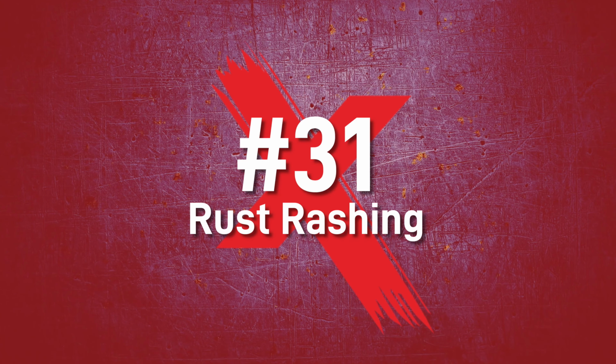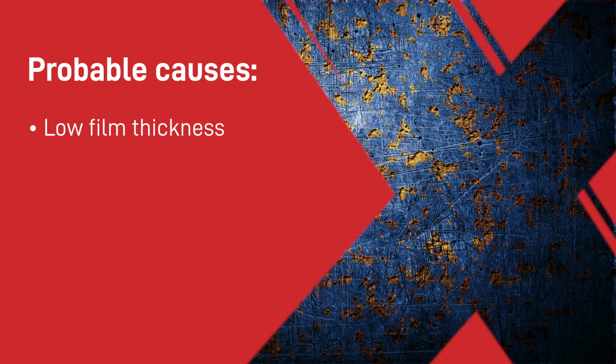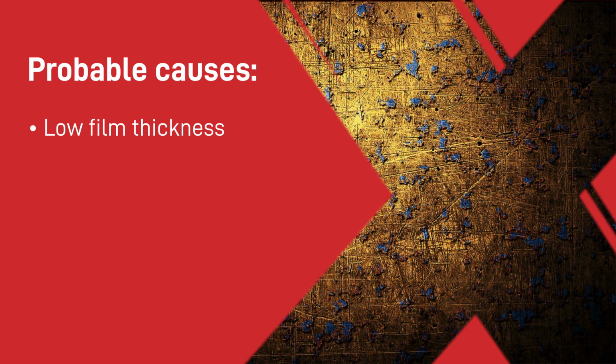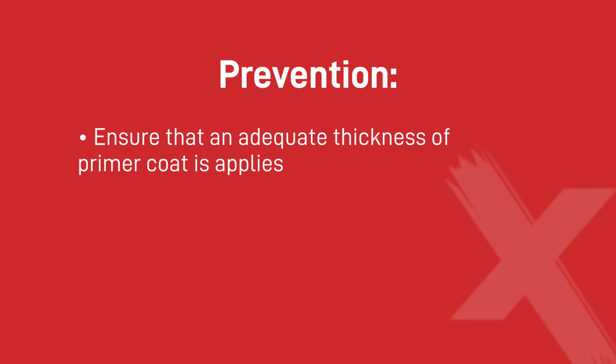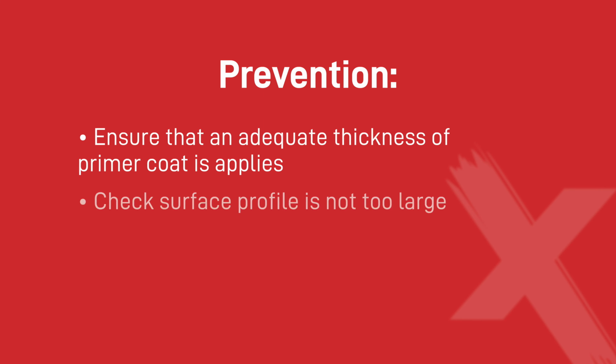Rust rashing brings us to defect number 31 and is generally caused by low film thickness, often in combination with a high surface profile. A prevention of this is to ensure that an adequate thickness of primer coat is applied to cover the surface profile, and check that the surface profile is not too large.